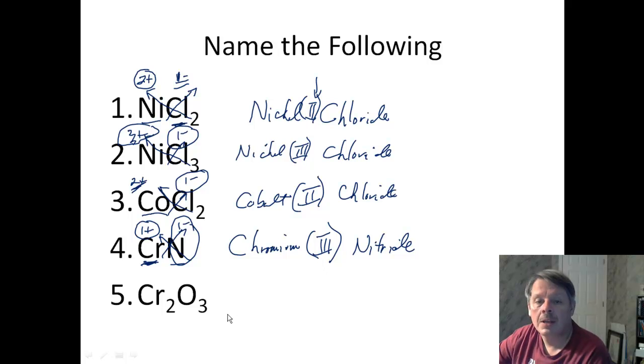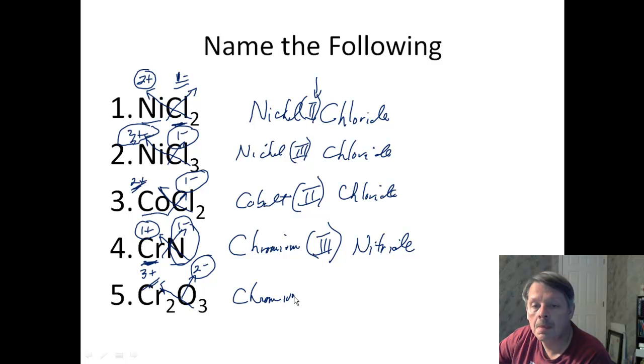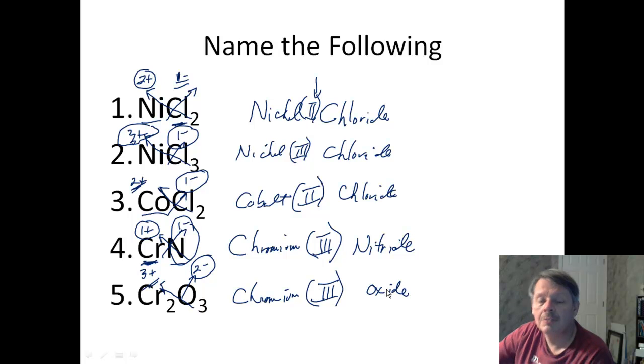Alright, now how about this one? Right? Well, when I do my crisscross, oxygen takes on a 2 minus, chromium takes on a 3 plus. Does it make sense oxygen is going to take on a 2 minus? Yes, it does. So chromium is taking on a 3 plus. So this also is chromium 3, and this is going to be chromium 3 oxide.